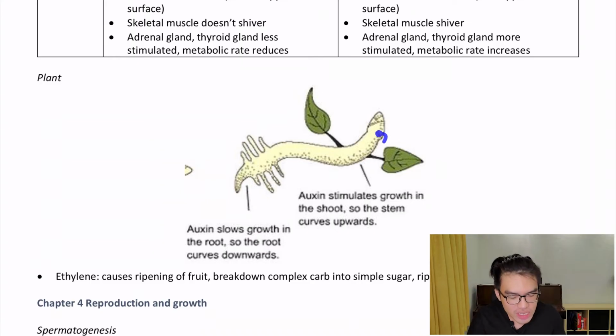Remember, auxin will promote growth in shoot, but it will inhibit growth in roots. This is why you see a lot of auxin here. This part will grow longer in shoot, but with a lot of auxin here in root, it will grow slower. This is why root will bend down. This is what we call positive phototropism and positive geotropism.